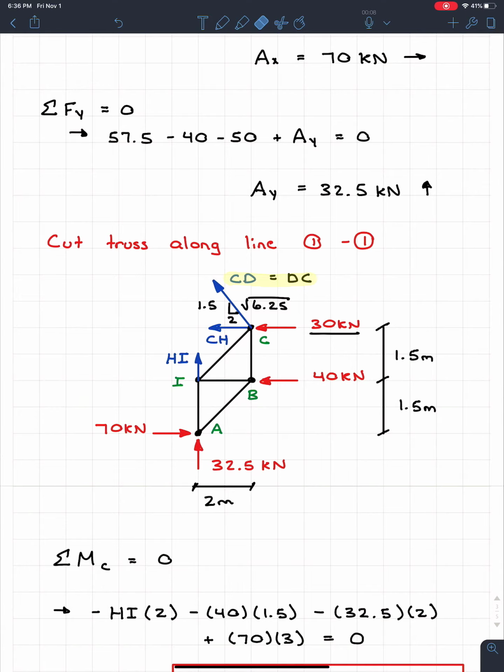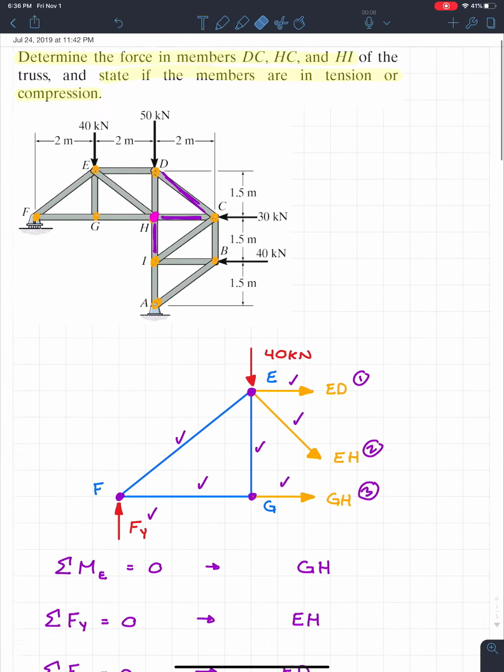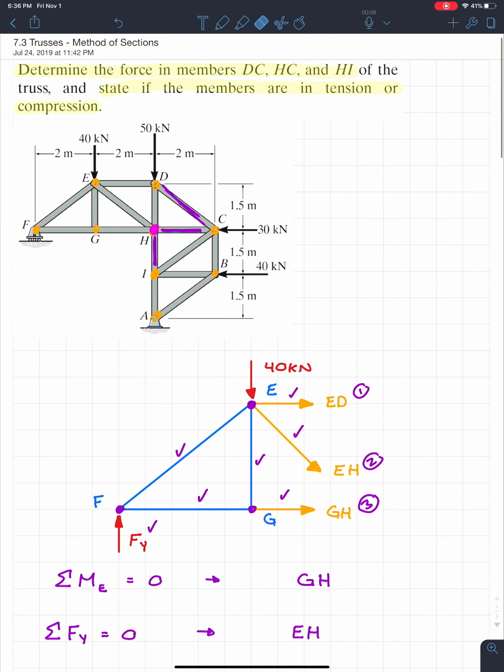So I think that's it for this tutorial. We'll do another one with the method of sections. And then I have an additional video kind of at the end that'll show you all the tricks. So we're going to go over all the little tricks to make the questions easier. And namely, that is something called zero force members. But I'll save that for another day.